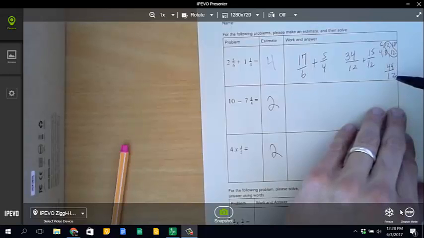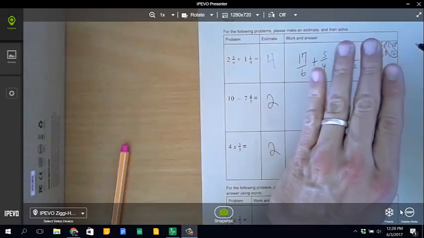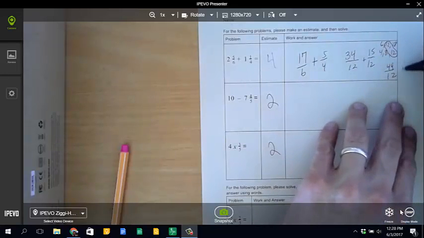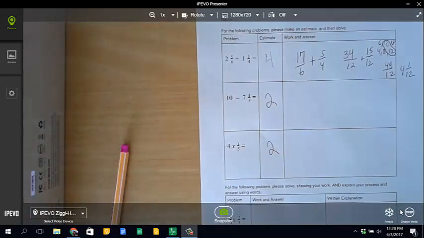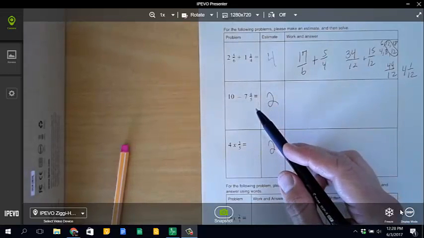So if I know my 12 times tables, 12, 24, 36, 48, I can take 4 wholes out, and that leaves me 1/12 left over. So either answer is acceptable. And there we go. So now we have 10 minus 7 4/5.